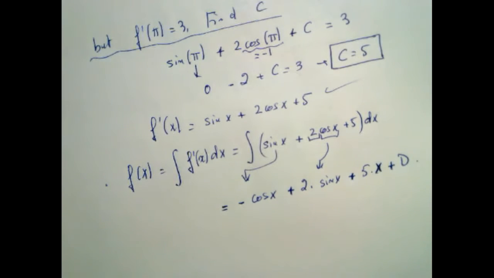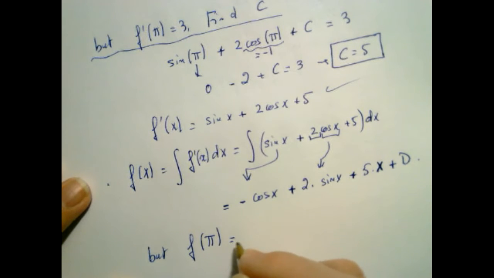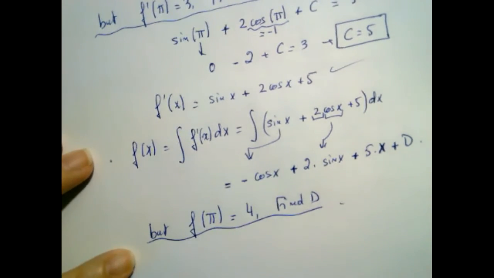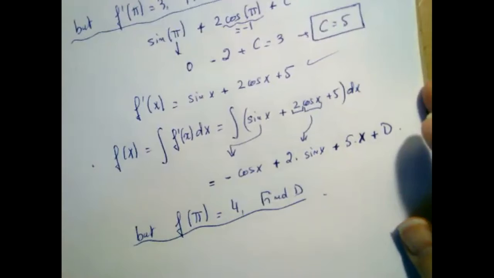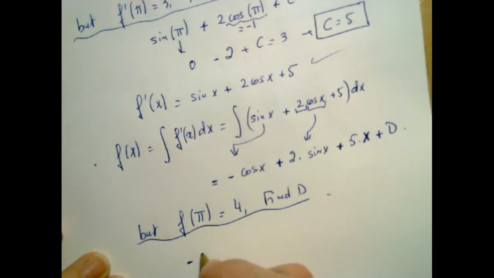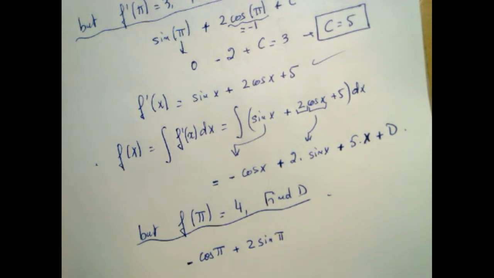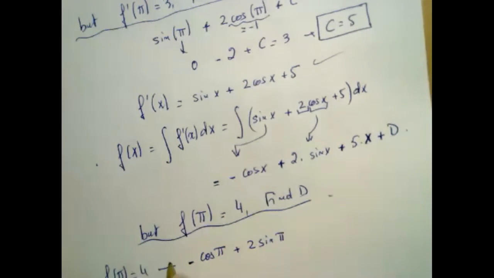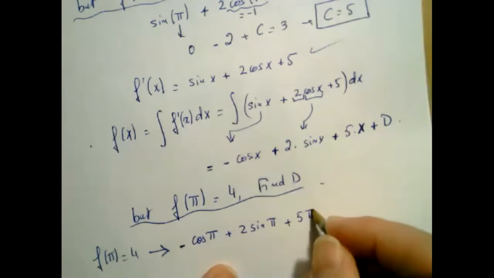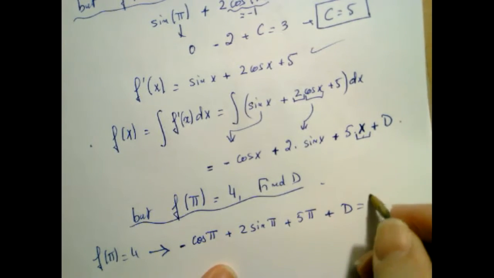Now again, I play the same game. I say, okay, but of all those functions, I want a particular one. I want the one that will take pi to 4. So let us find the d. So I plug in pi for x, so I will have minus cosine pi plus 2 sine pi. I'm saying that f of pi is equal to 4. That's really what I am doing. So I'm plugging pi in here, plus 5 pi, because x is pi, plus my d. I want this to be equal to 4.